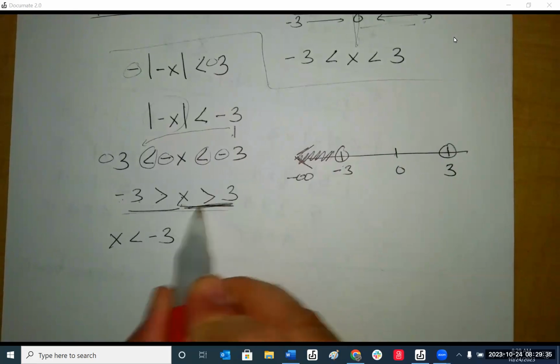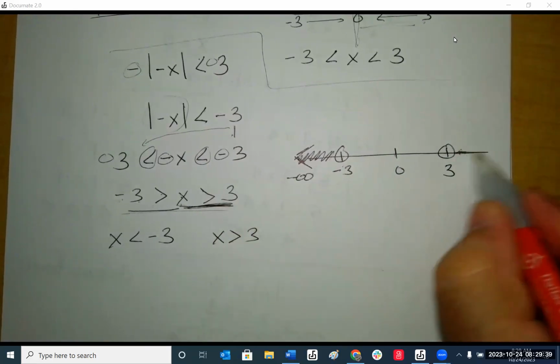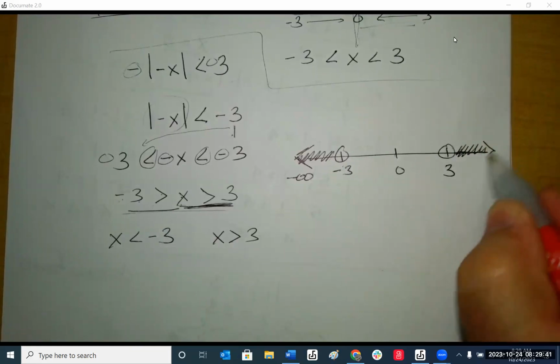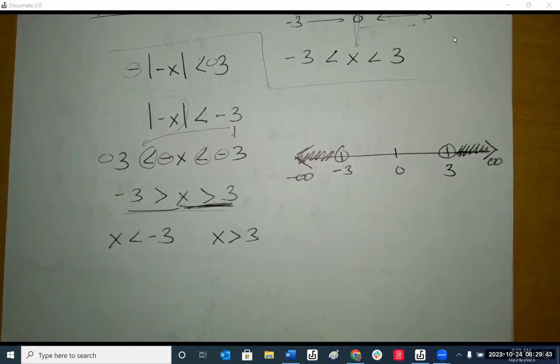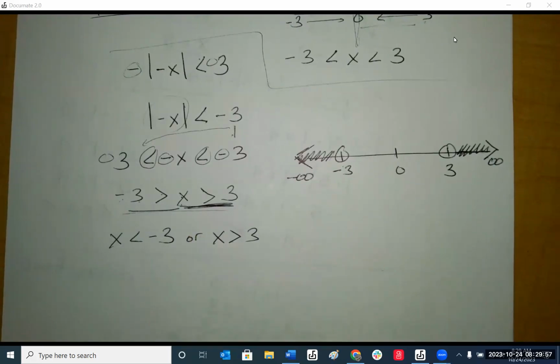And what does this mean? X is greater than 3. So from 3, I say shade that region. So this is an or statement. The answer is x is less than -3 or x is greater than +3.